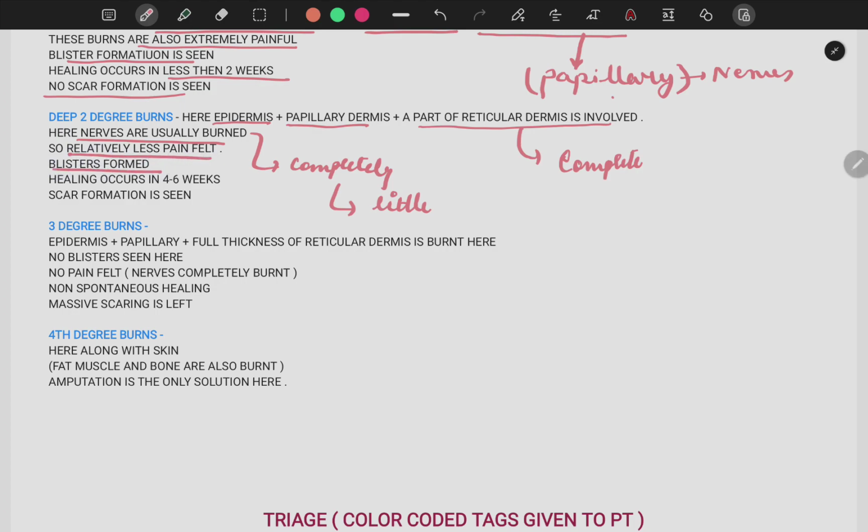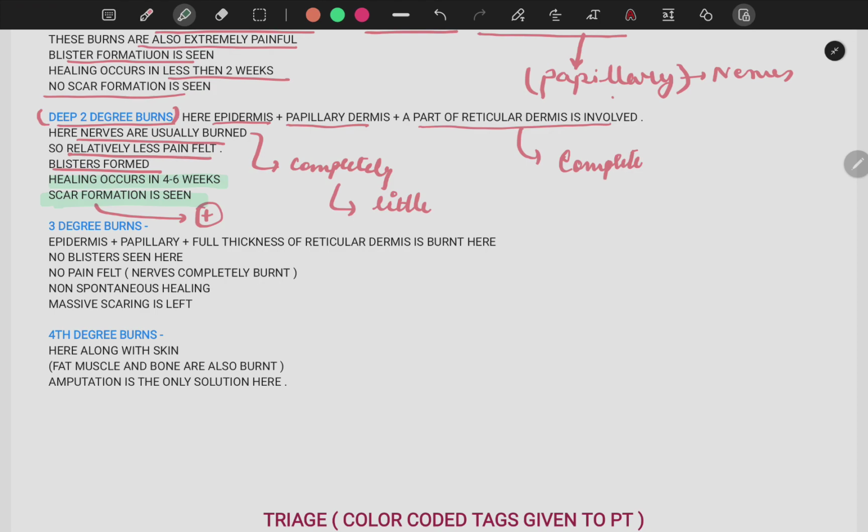Here also blister formation will be seen. Healing here occurs in 4 to 6 weeks, and a scar formation is seen here, which makes it the first difference, or you can say a severe type of burn, because here the scar formation will be present. Moving ahead, we have the third degree burns.